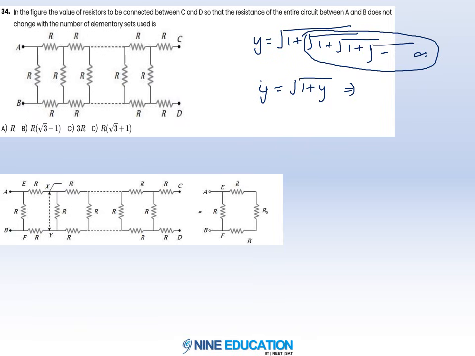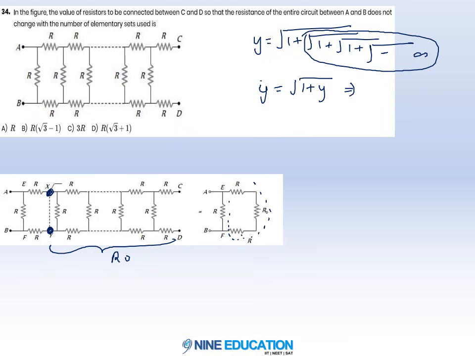So similarly, what we are doing here, let's cut this circuit from these points and let the resistance of this portion be R naught. So what we get, R naught, R. So now this equivalent of R naught, R is equivalent of this portion.